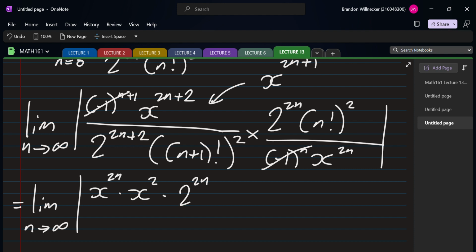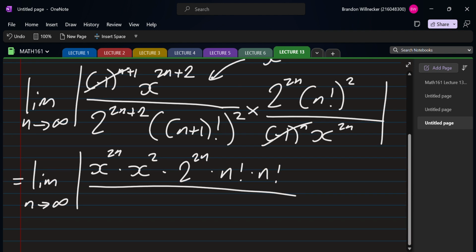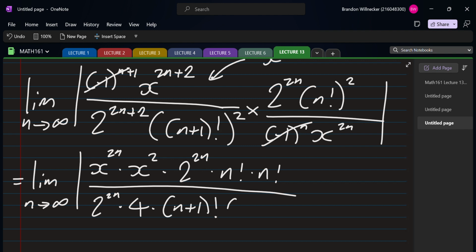Times 2 to the 2n times n factorial squared. I'm going to write that as n factorial times n factorial, just because I have two of them there. Okay, all divided by 2 to the 2n plus 2, that's 2 to the 2n times 2 squared, I'm just going to write that as a 4. Same thing here, we've got n plus 1 factorial squared, so I'm just going to write it twice because it's squared. So n plus 1 factorial, n plus 1 factorial. And then lastly we have the x to the 2n.